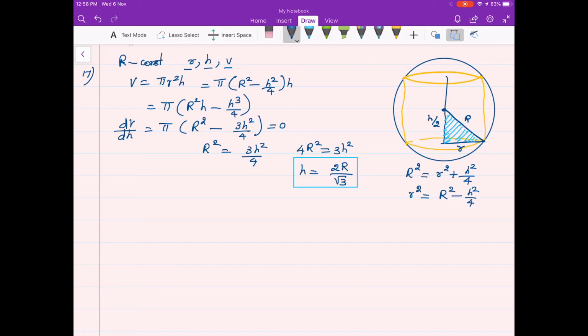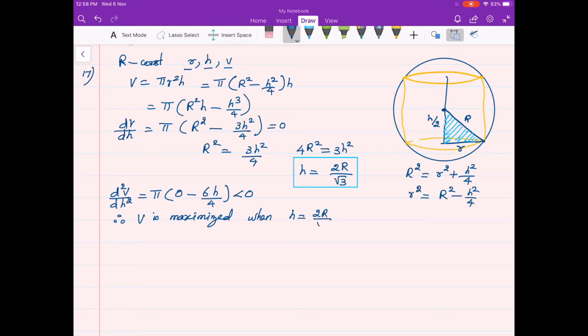Now, the second derivative test. Let us differentiate d square V over dh square. Pi is a constant, R square is a constant, and this will become minus 6h by 4, which is negative. Therefore, V is maximized when h is equal to 2R over root 3. Now, what else we have to prove? Also, find the maximum volume.